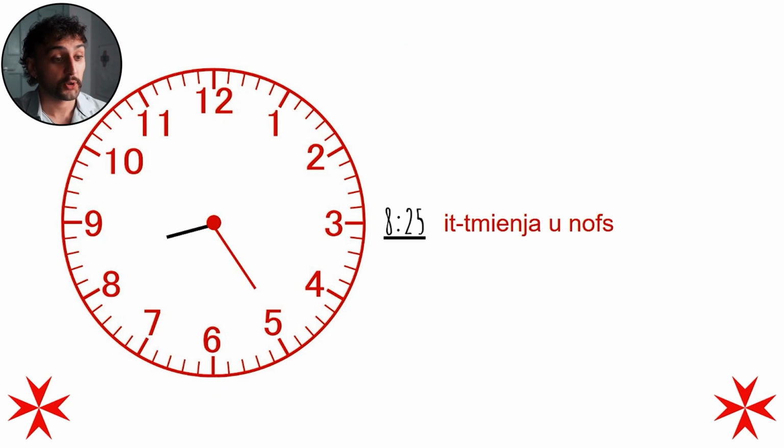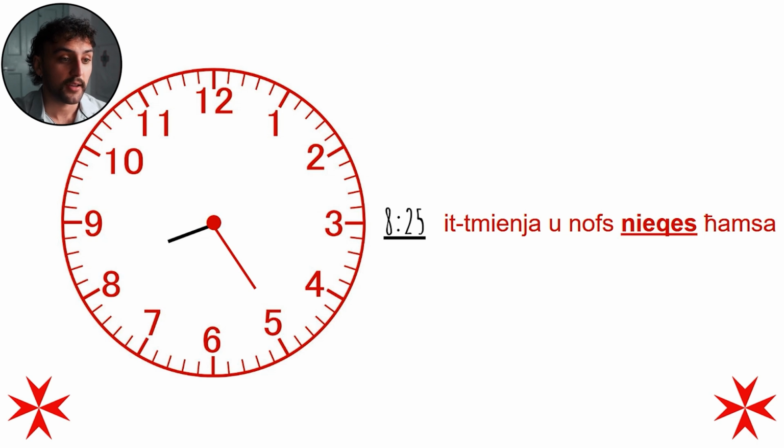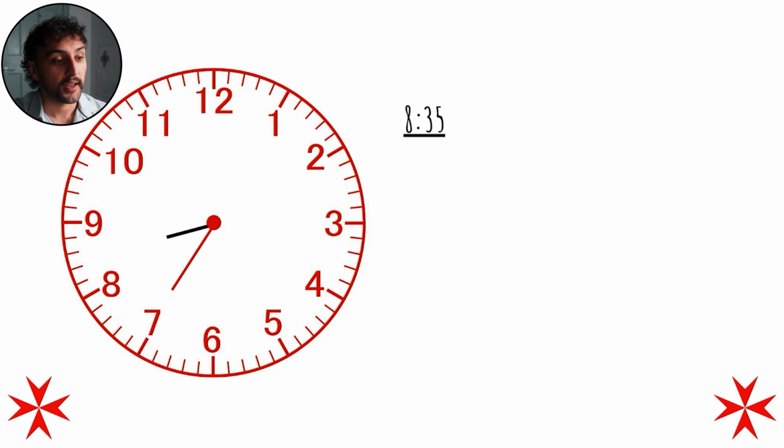So remember how 25 past 8 was itmienia u nofs nies hamsa? Well, 25 to 9 is actually very similar to that, because instead all we need to do is swap the word nies for the word u, because remember, nies means minus in Maltese and u means and in Maltese. And of course we want to add 5 minutes on top of the time being 8:30, as this is what will make 25 to 9 or 8:35, which in its full sentence is itmienia u nofs u hamsa.